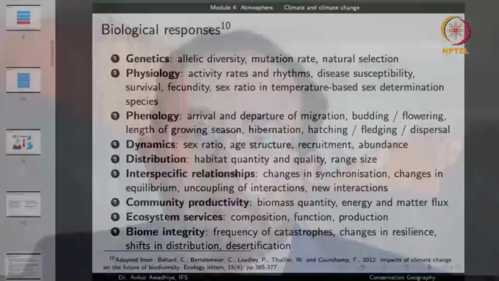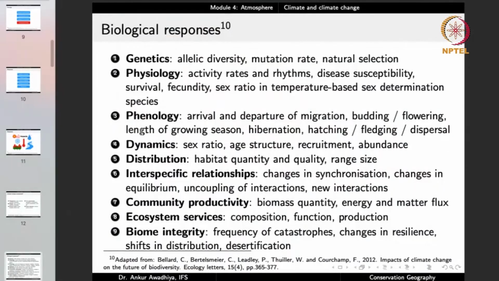So these are changes because of changes in the climate, which result in a change in the timing of different activities of the organisms. We are observing changes in dynamics, changes in sex ratio, age structure, recruitment and abundance of organisms. And a large number of species are going down in number because of these responses. We are observing changes in distribution of organisms, changes in habitat quantity and quality, and the range sizes.